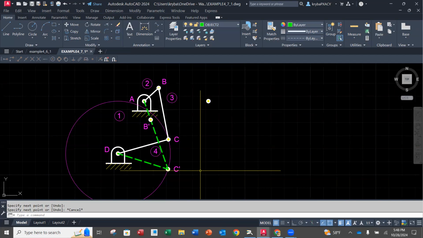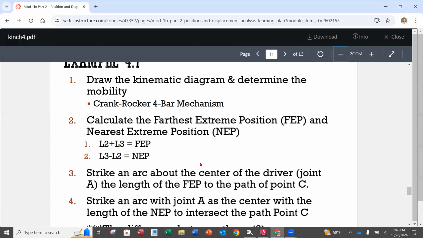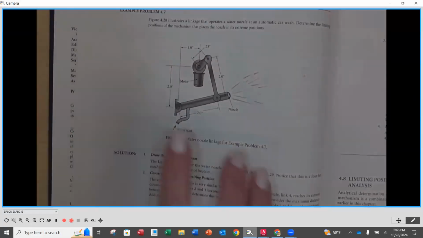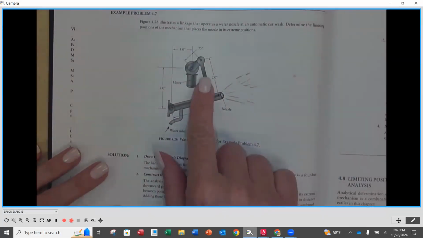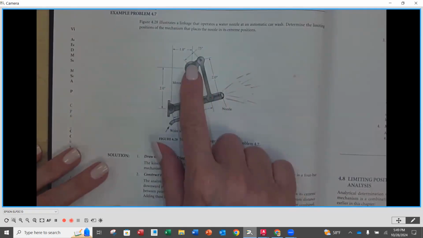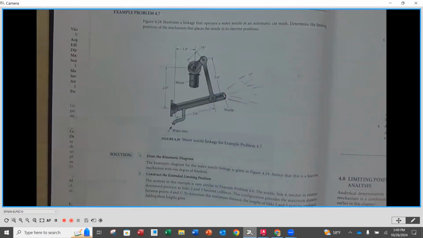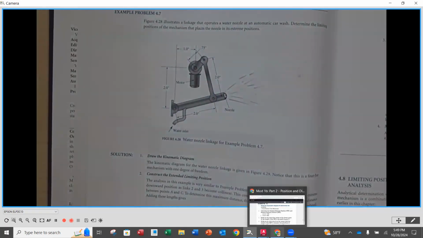Okay, now we've got to do the nearest extreme position. So if we look back, that length is going to be L3 minus L2. So we are going to look back underneath here. Our L3 is our connecting rod, 2 minus 0.75. What would that distance be? What would that radius be?